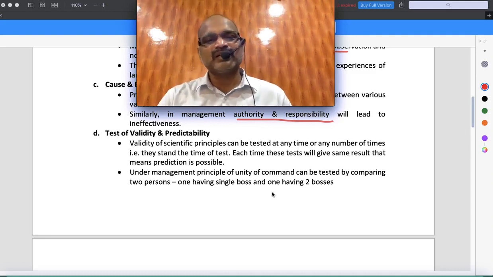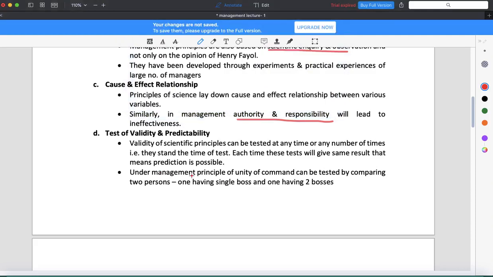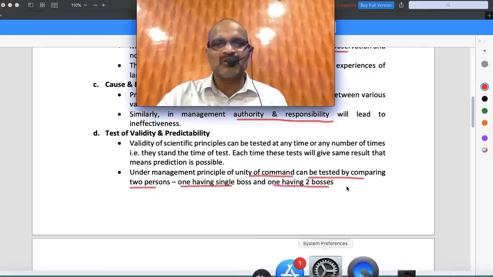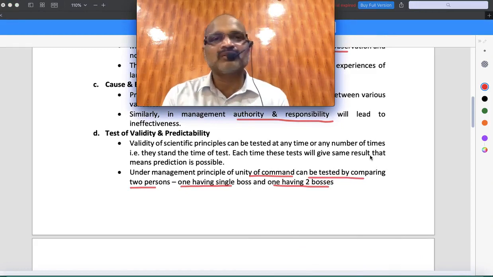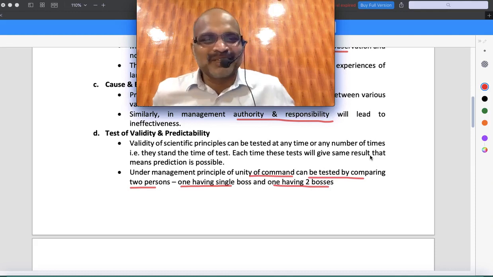Management is related to human beings here. But is it possible? Yes. Under management, take the principle of unity of command. Unity of command means one manager, one boss. It can be tested by comparing two persons, one having a single boss, one having too many bosses. Obviously, suppose you are in a company and you are supposed to report to three or four managers. Manager A says something, manager B says something, manager C says something. Understood? So obviously the employee will get confused. One fine day he'll either break his head, otherwise he'll run off from the company. There is a possibility, right?